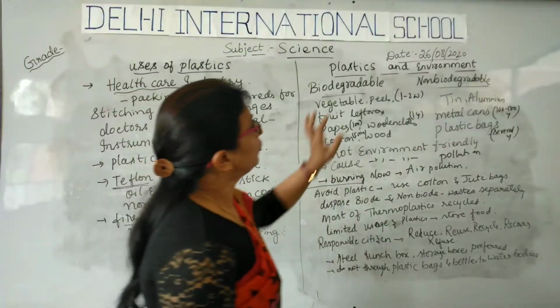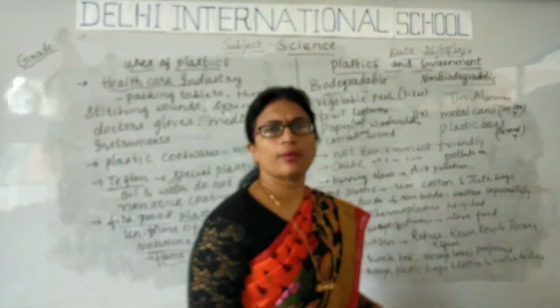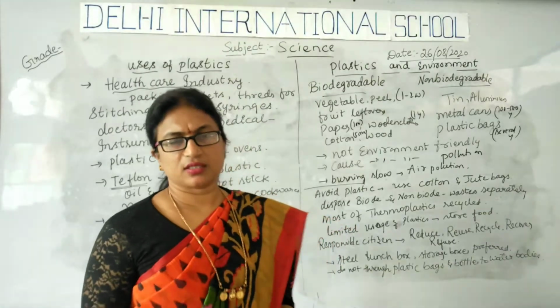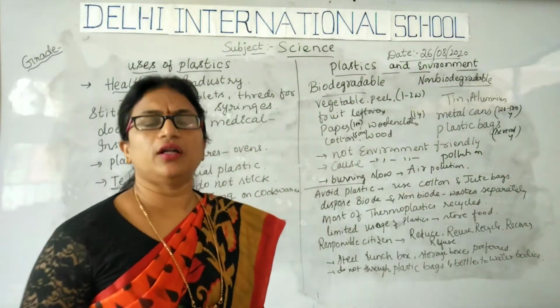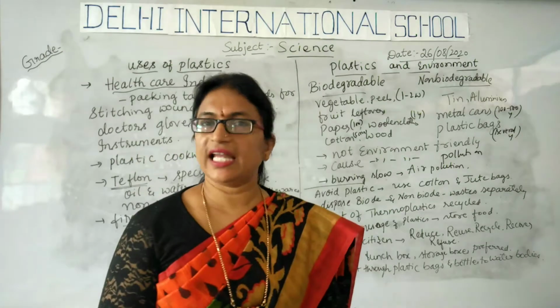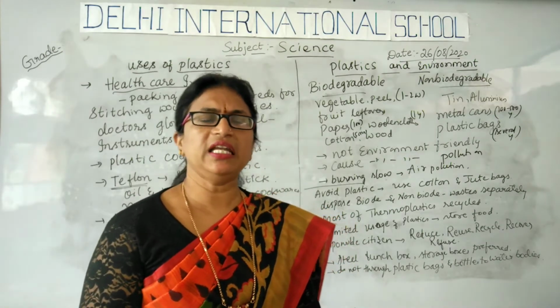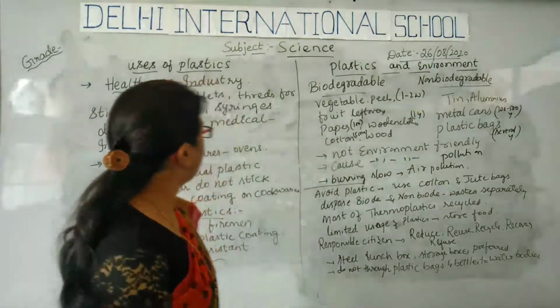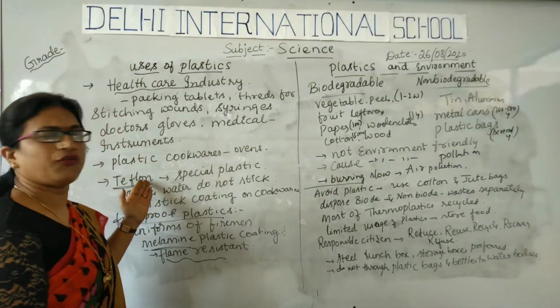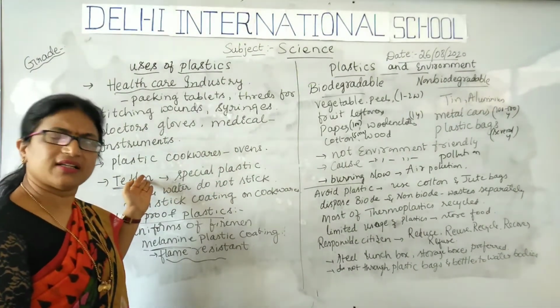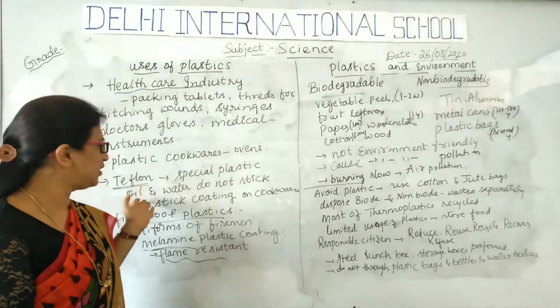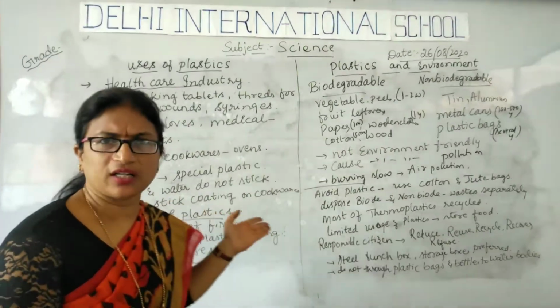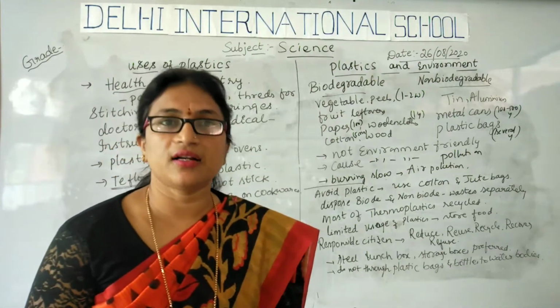And then what about plastics and the environment? Yes, plastics have a very hazardous, very dangerous effect on the environment. For example, Teflon coated dosa tawas are very convenient because they do not let oil and water stick, isn't it? But they are hazardous to health.